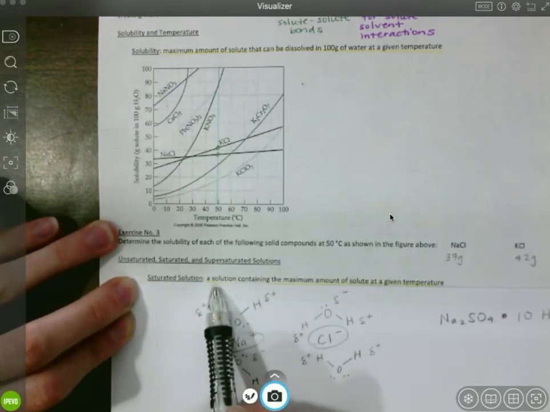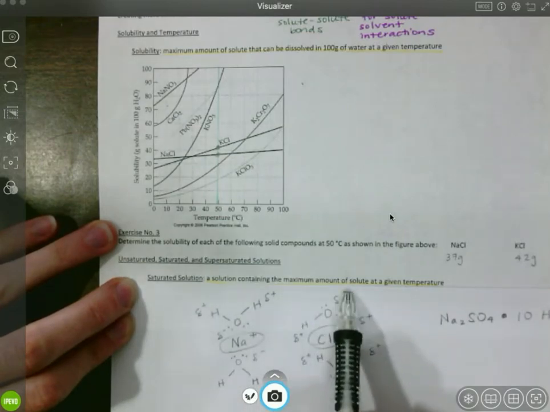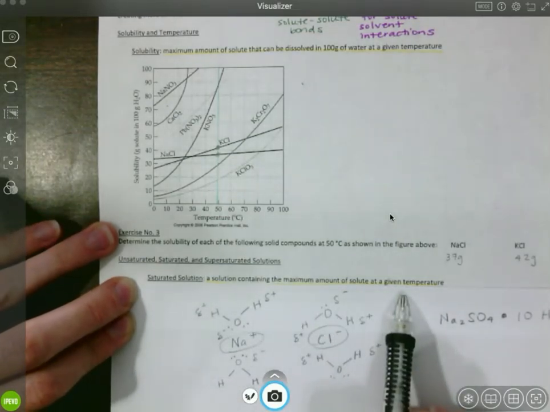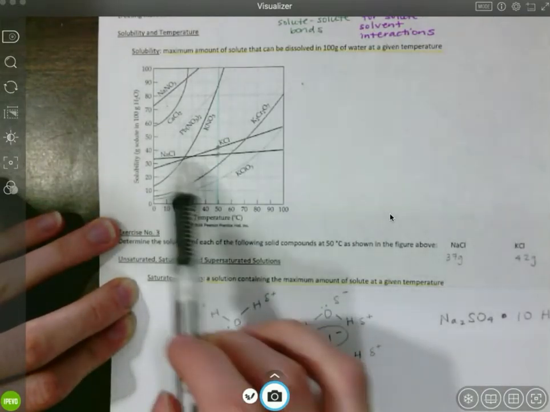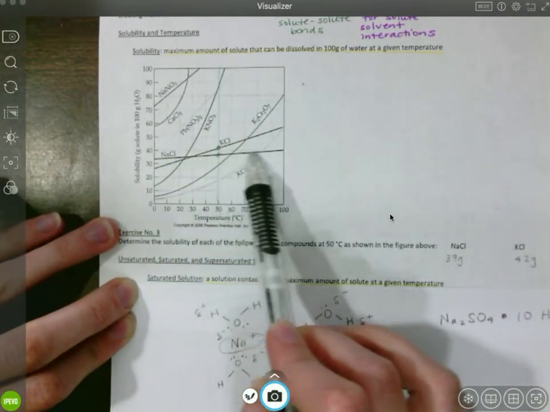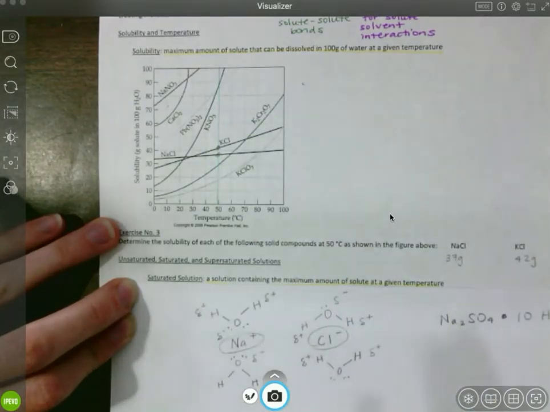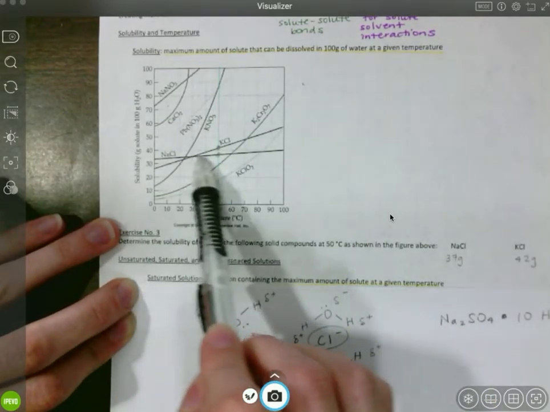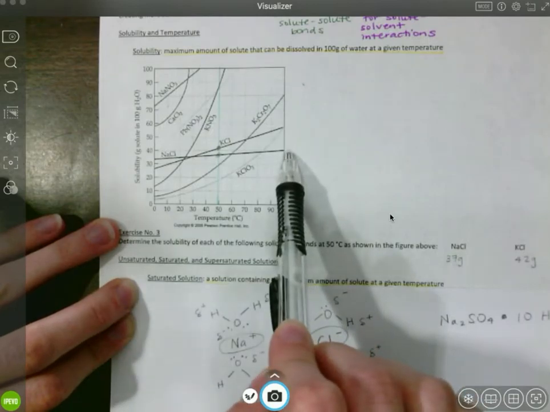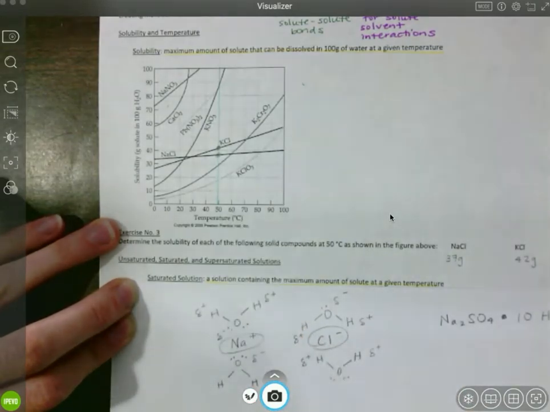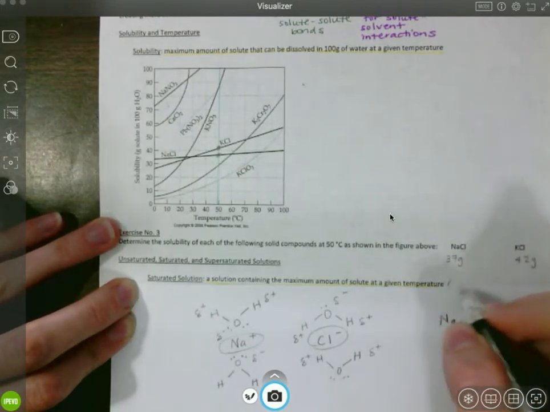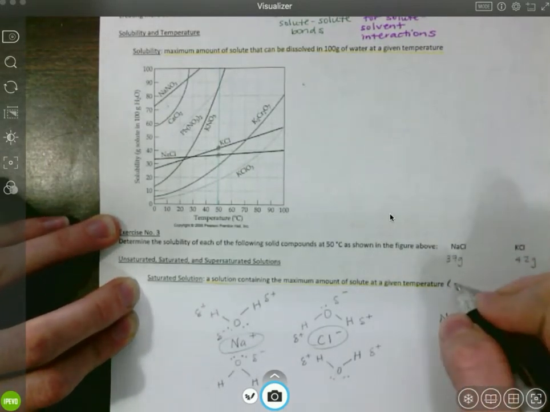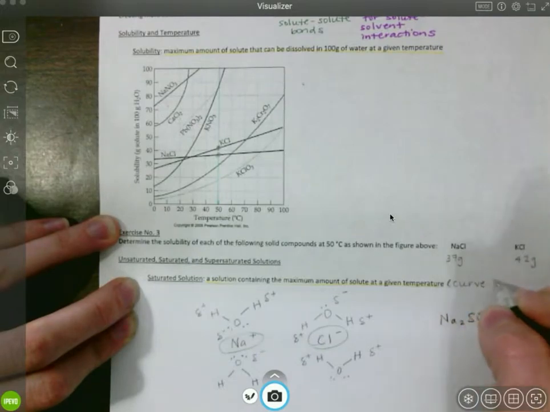A saturated solution is a solution containing the maximum amount of solute at a given temperature. That is the line in your solubility curve. This is the maximum amount of solute that is going to dissolve for sodium chloride at any temperature. So it's changing with temperature, and it all depends on our temperature. So this is our line, our curve.